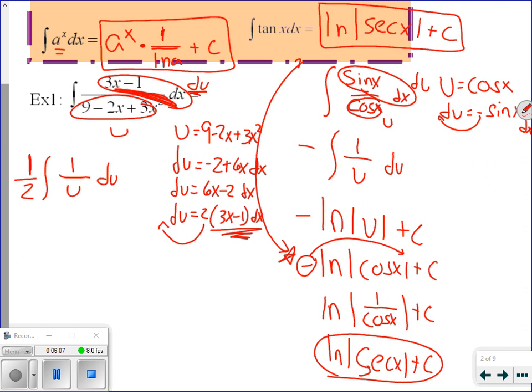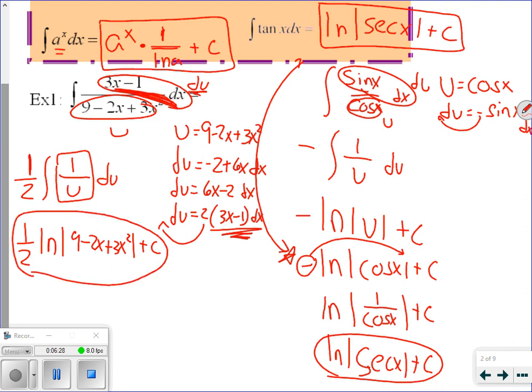And so this brings into our new rule, the integration of 1 over u is the ln absolute value of u. So we got 1/2 ln absolute value of u, which I'm going to go ahead and say is 9 minus 2x plus 3x squared plus c.